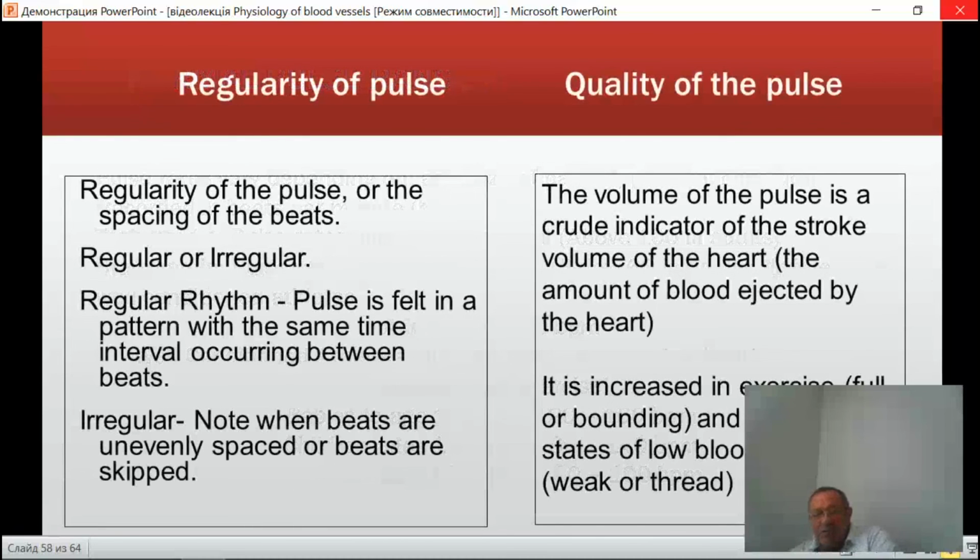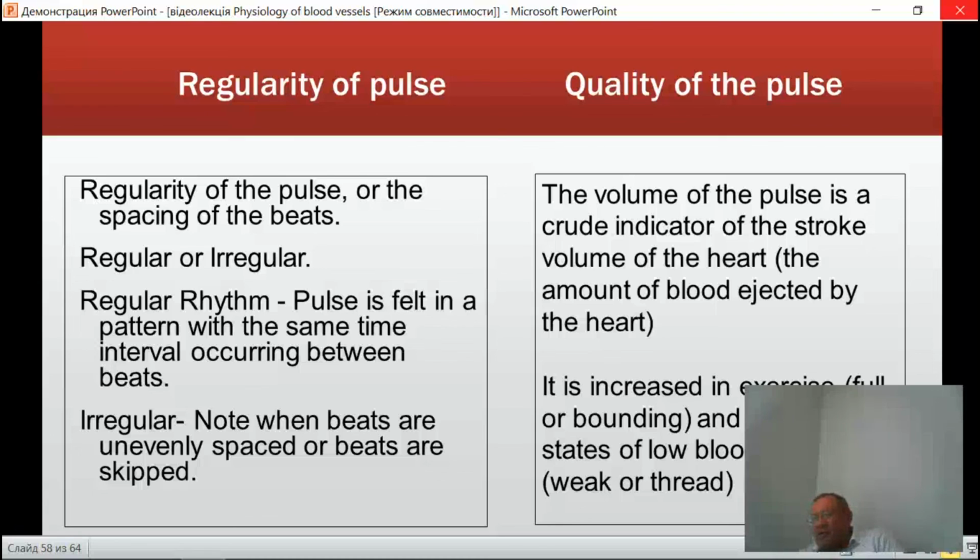Next, information about regularity of the pulse and quality of the pulse. Regularity of the pulse is the spacing of the beats, regular or irregular. Regular rhythm: the pulse is felt in a pattern with the same time interval between beats. Irregular: beats are unevenly spaced or beats are skipped.